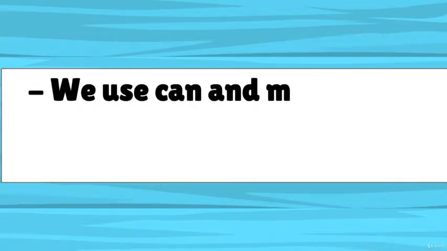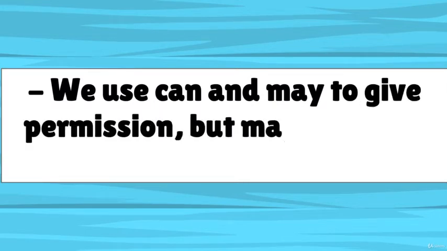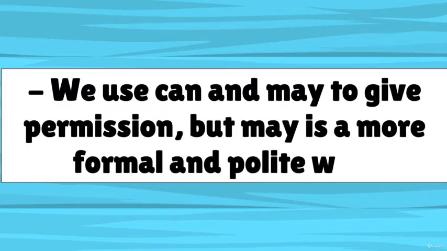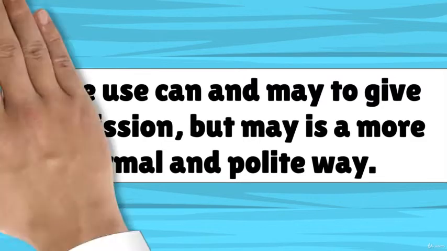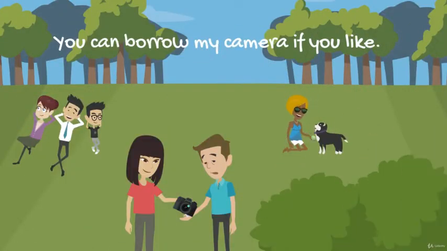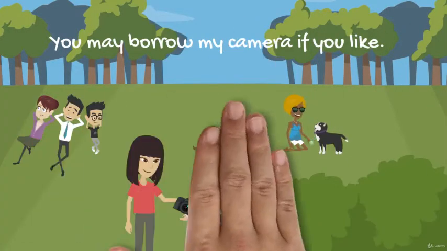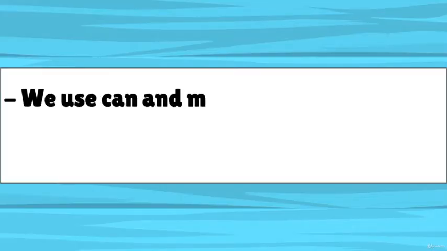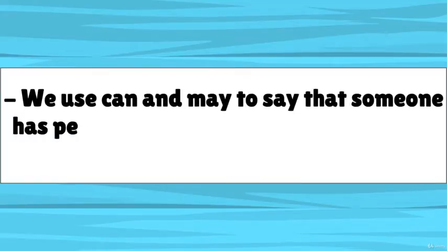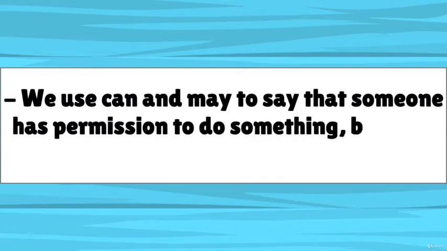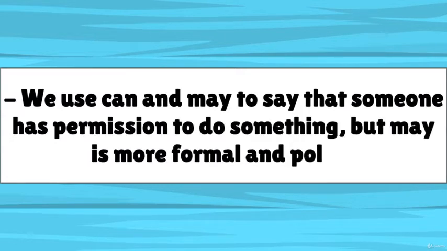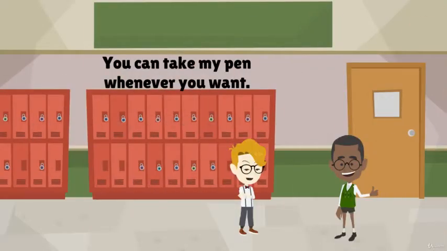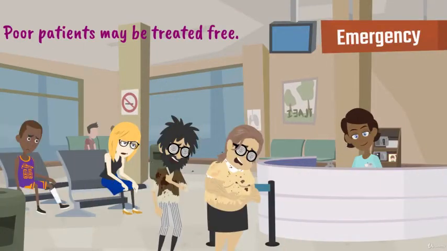We use can and may to give permission, but may is a more formal and polite way. You can borrow my camera if you like. You may borrow my camera if you like. We use can and may to say that someone has permission to do something, but may is more formal and polite. You can take my pen whenever you want. Poor patients may be treated free.